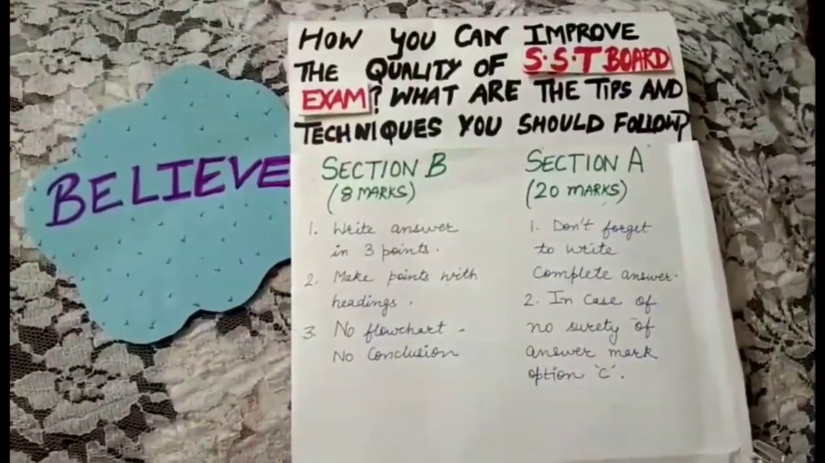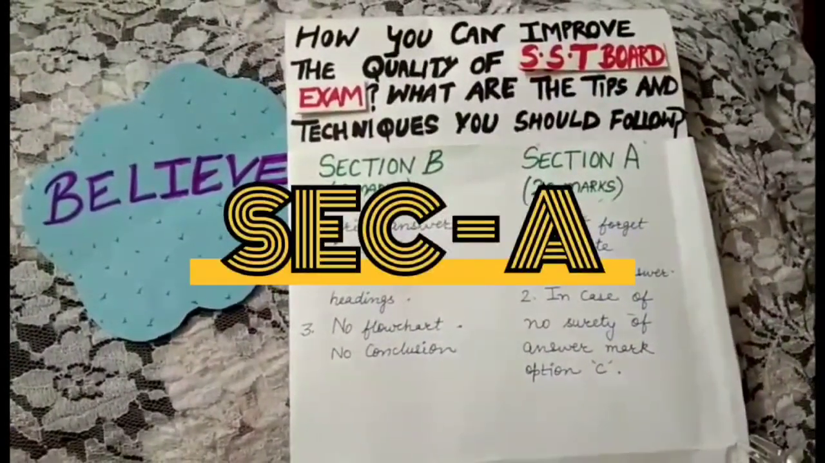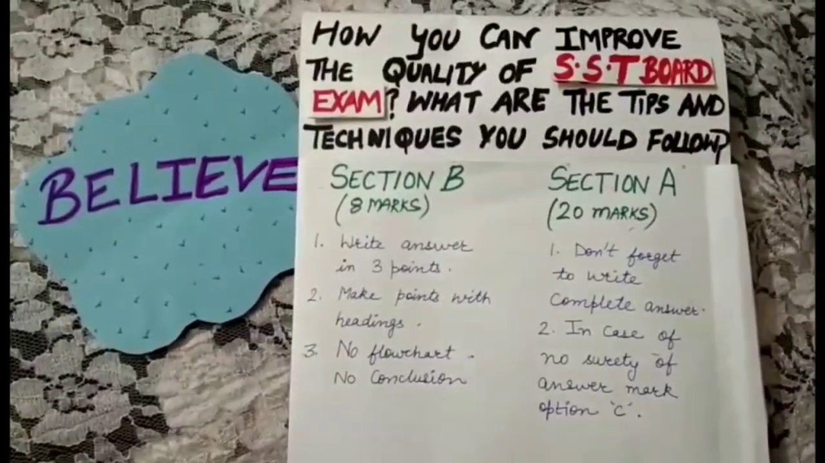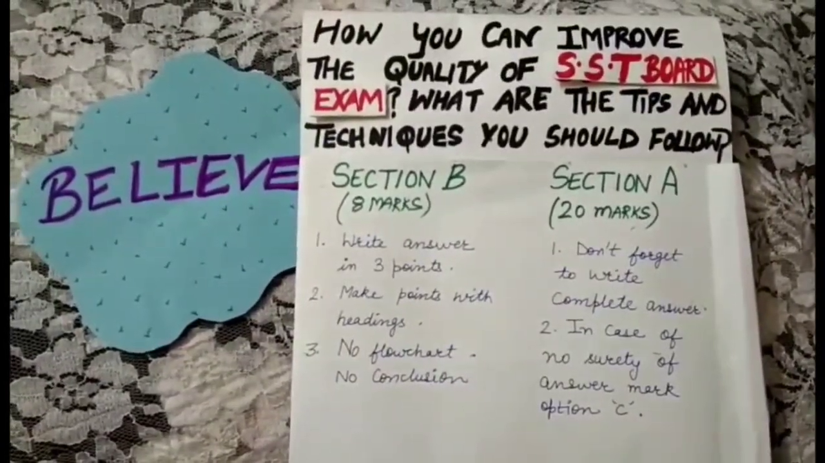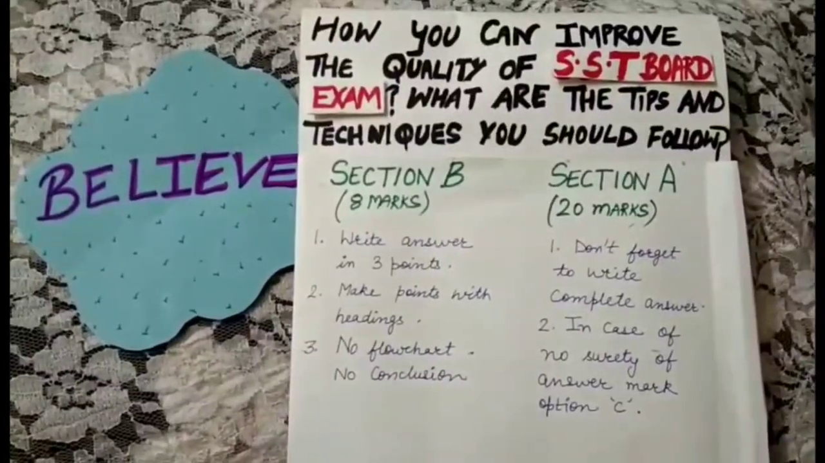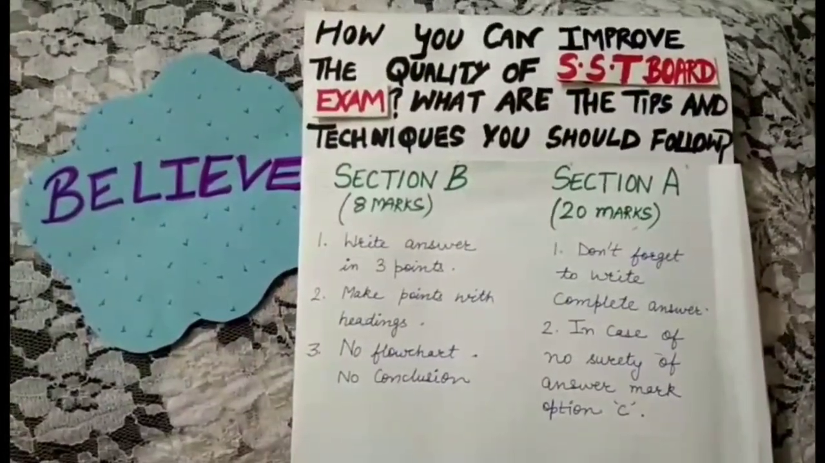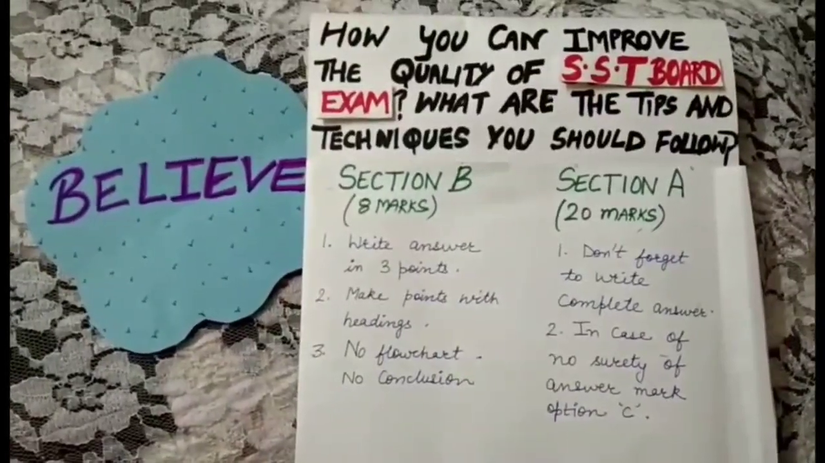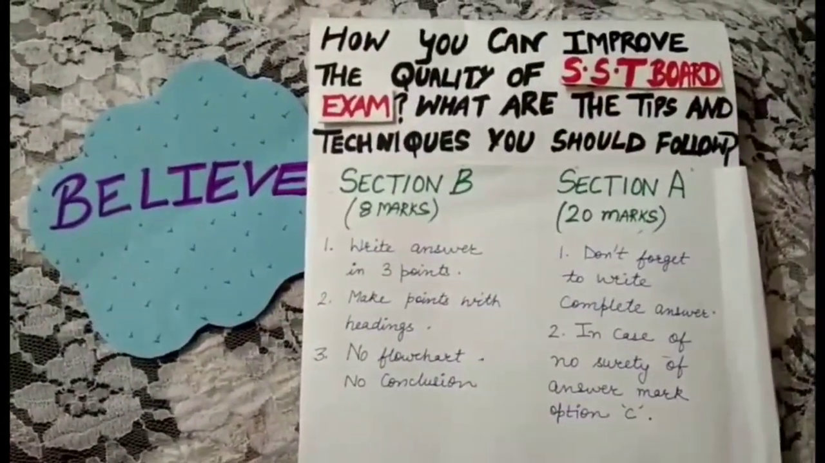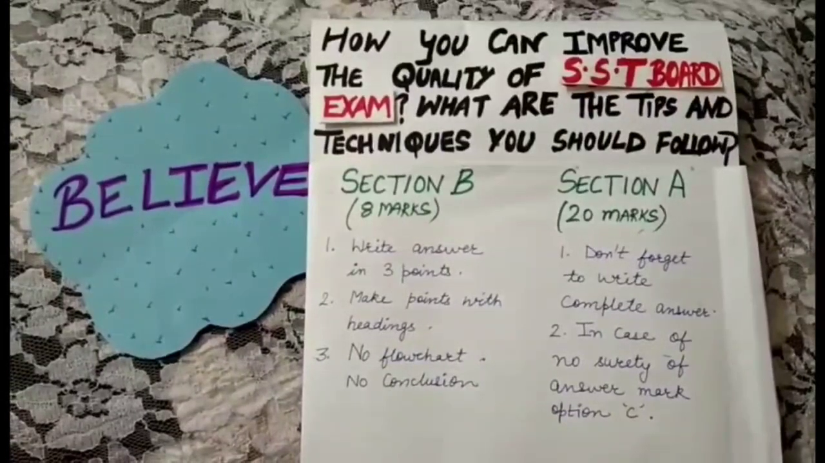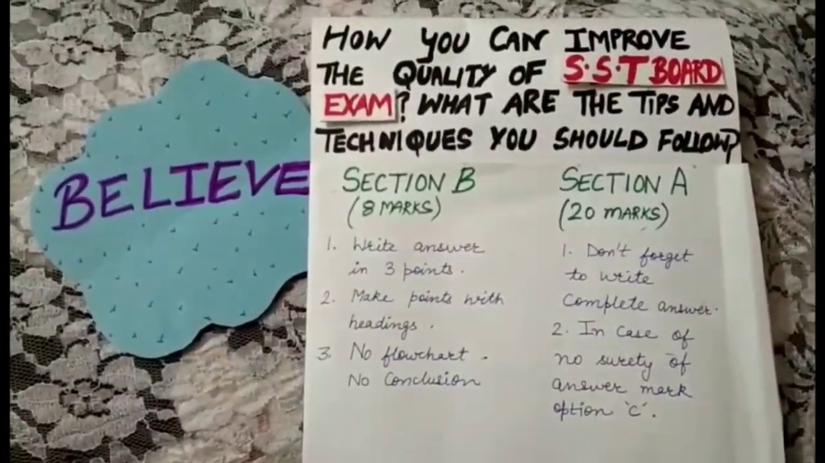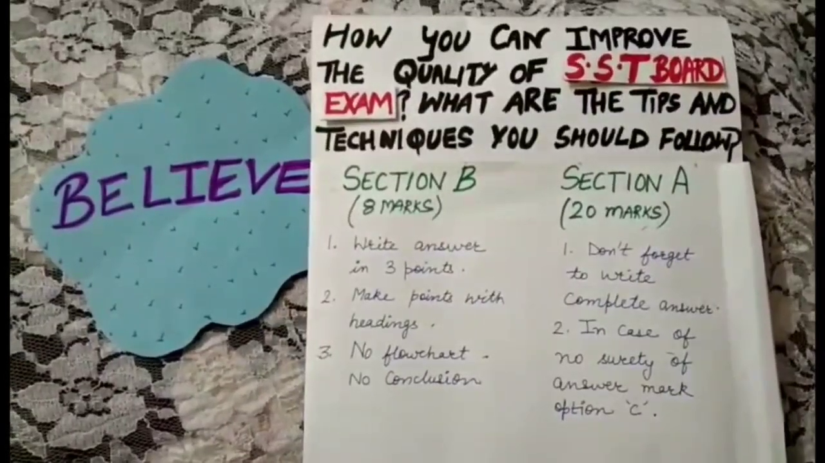Further, let's see what tips you need to follow in section A. It is 20 marks, 1 mark for each question. So the number of questions is 20. There are MCQ-based questions, that is multiple choice questions, in this section, so you have to do it carefully. Let's see what tips you need to follow in section A. Tip number 1 is don't forget to write the complete answer.